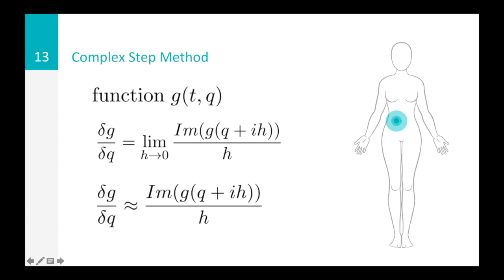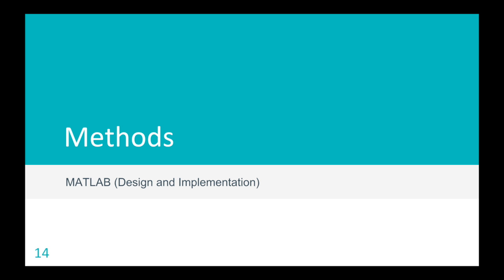For a function g that takes parameters t and q, we can approximate the partial derivative of g with respect to q by taking the imaginary component of the enclosed component and dividing it by a pre-selected step size h. After understanding these aspects of the model, I was tasked with developing a numerical simulation in MATLAB that would carry out the complex step method and graph the sensitivities with respect to initial conditions.